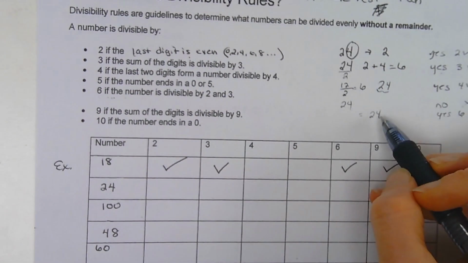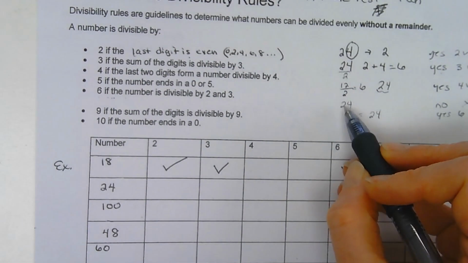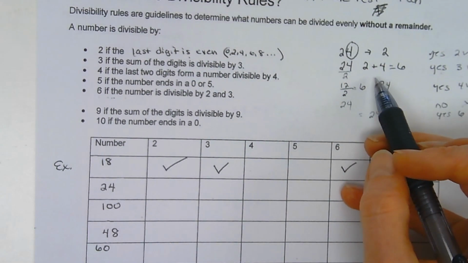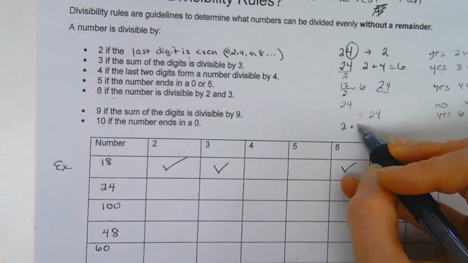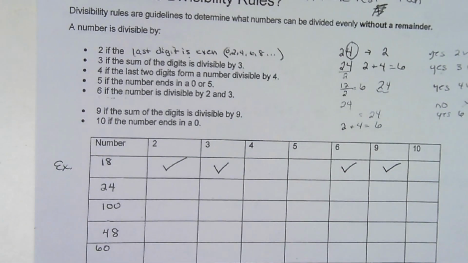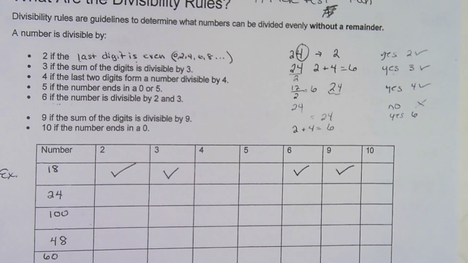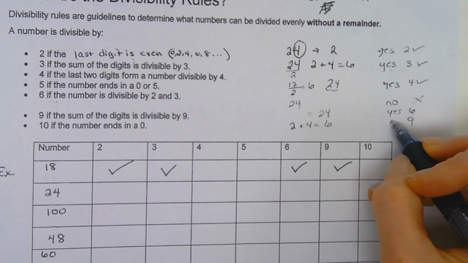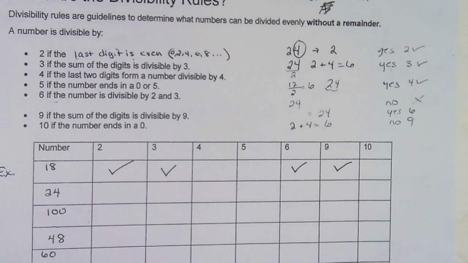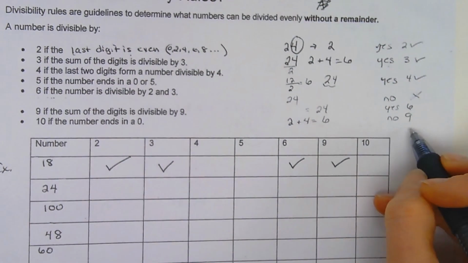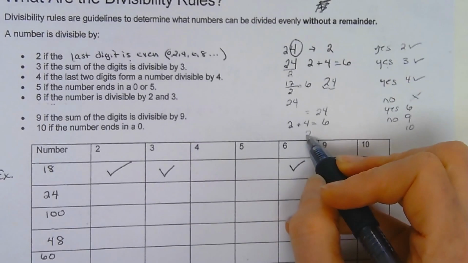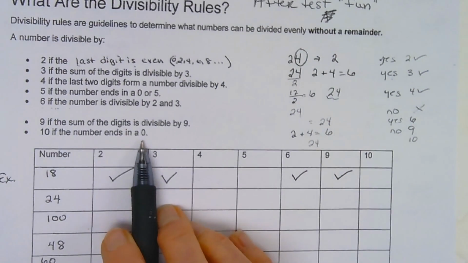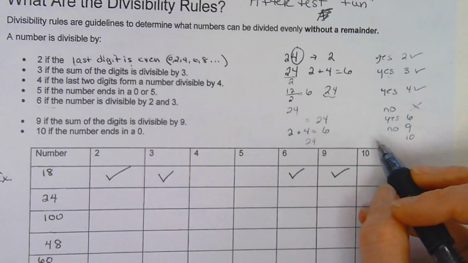To tell if a number is divisible by 9, you add up the digits like we did to see if it was divisible by 3. So we take 2 plus 4, and that's 6. Is 6 evenly divided by 9? No, we get a fraction. If we take 6 and try to divide it by 9, we get 6/9 or 2/3, and that's not a whole number. So 24 is not divisible by 9. And is it divisible by 10? 24 does not end in a 0, so it is not divisible by 10.